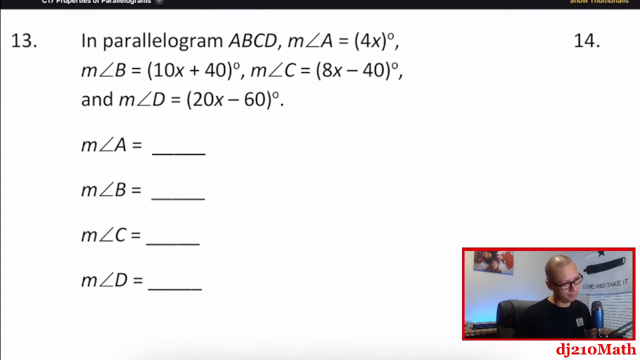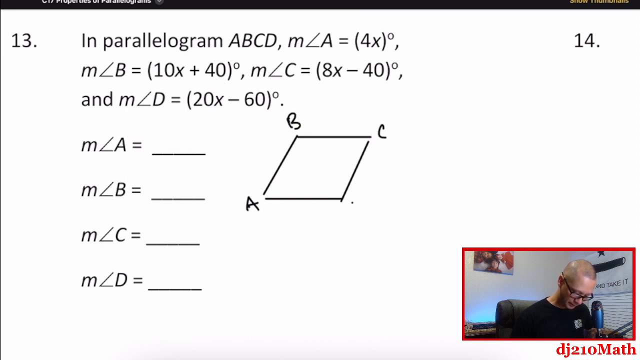Okay, a little semi-word problem. In a parallelogram ABCD, the measure of angle A is 4x, B is 10x plus 40, C is 8x minus 40, and D is 20x minus 60. Let's find each of them. Check it out. Let's draw a picture, because drawing a picture is what we do. Here are my two sets of parallel lines. So this is A, B, C, and D.